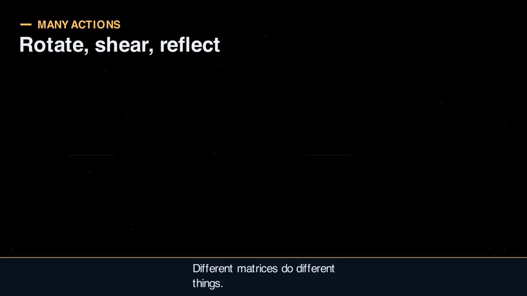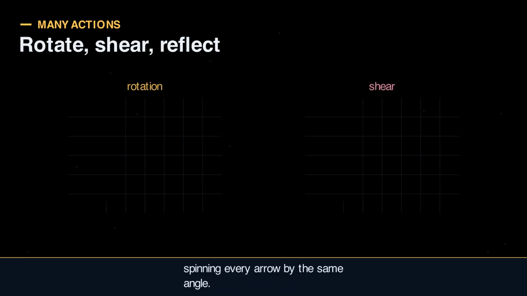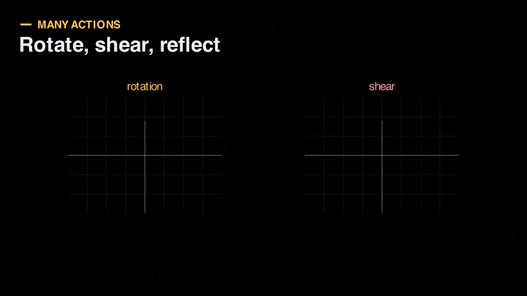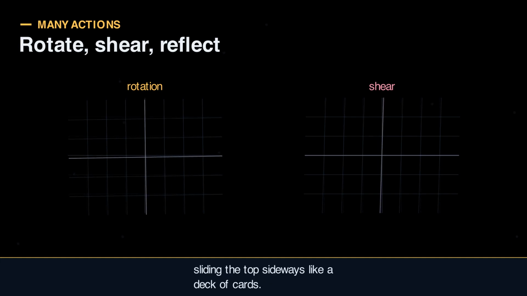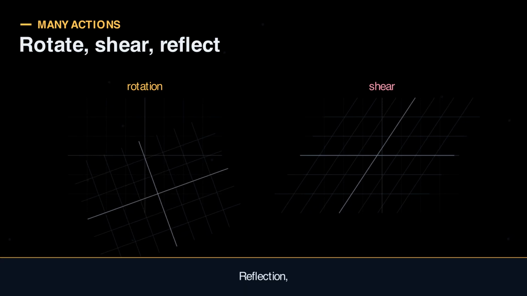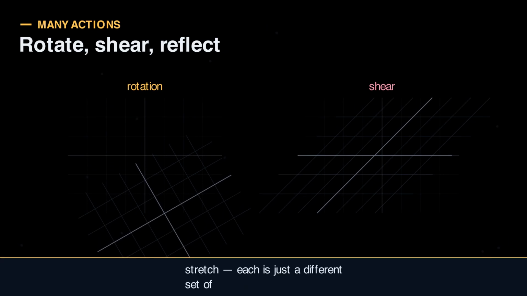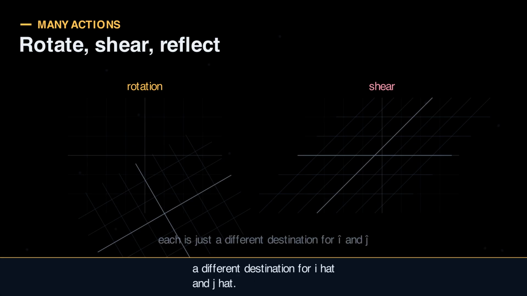Different matrices do different things. One matrix rotates the entire plane about the origin, spinning every arrow by the same angle. Another shears it, sliding the top sideways like a deck of cards. Reflection, projection, stretch, each is just a different set of columns, a different destination for I hat and j hat.